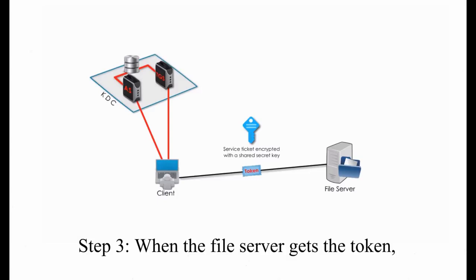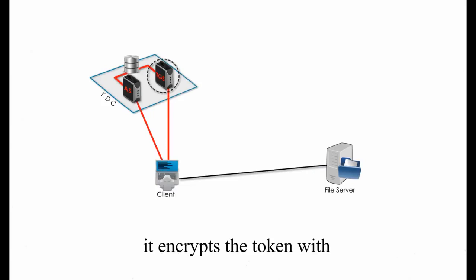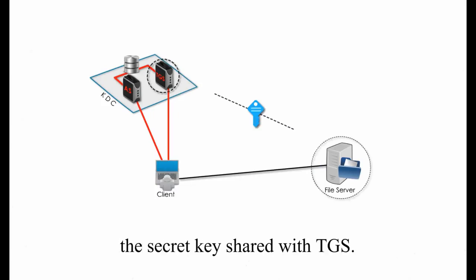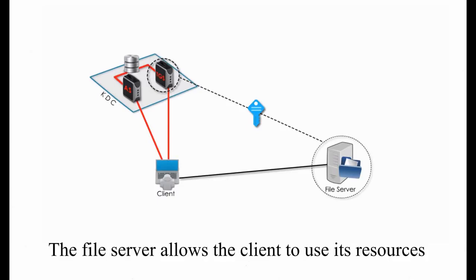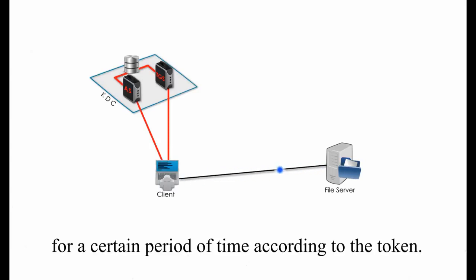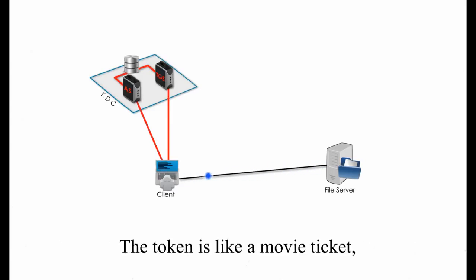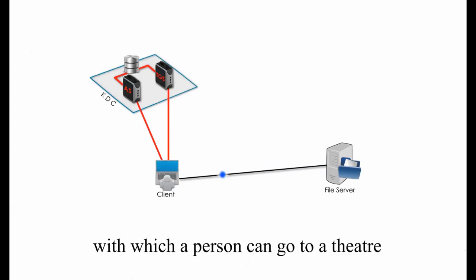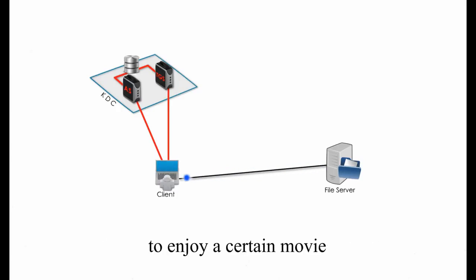Last step. When the file server gets the token, it decrypts the token with the secret key shared with TGS. The file server then allows the client to use its resources for a certain period of time according to the token. The token is like a movie ticket with which a person can go to a theater to enjoy a certain movie at a certain time on a certain day.